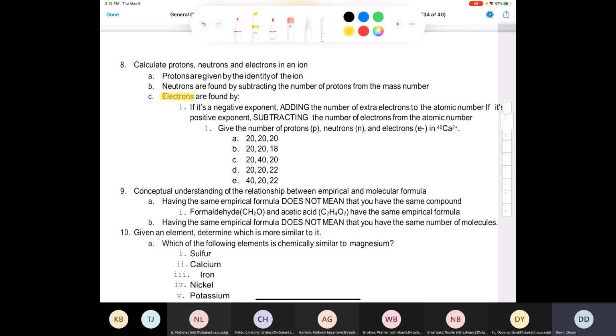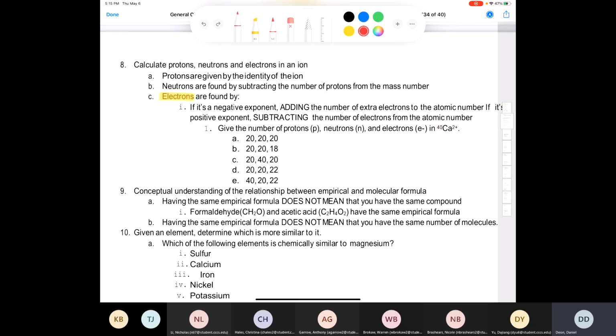Sometimes students will get confused with that and they'll say, well, if it's negative, maybe I should subtract them. No, if you're trying to determine the number of electrons, and let's say you have a 3 minus charge, you would add 3 more, right, to it. Let's take a look at an example here. It says, give the number of protons, neutrons, and electrons in a calcium 40 2+ ion.